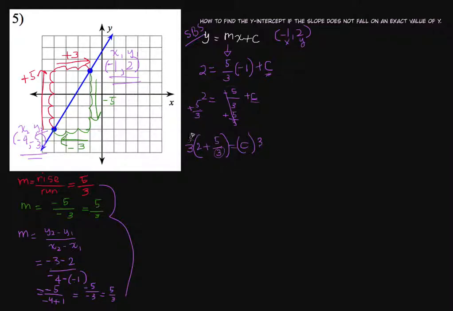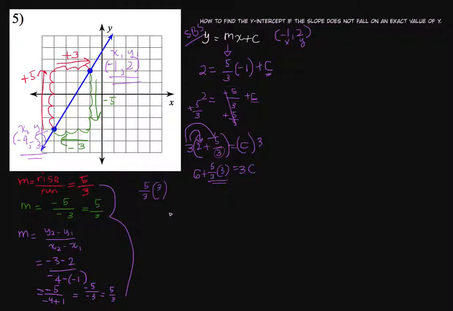Now, we need to distribute this. So 3 times 2 is 6. And then plus 5 over 3 times 3 equals 3c. Okay? Now let's look at this over here. 5 over 3 times 3.